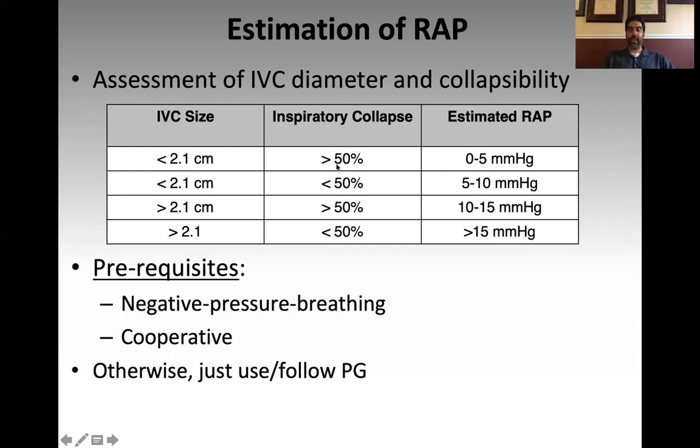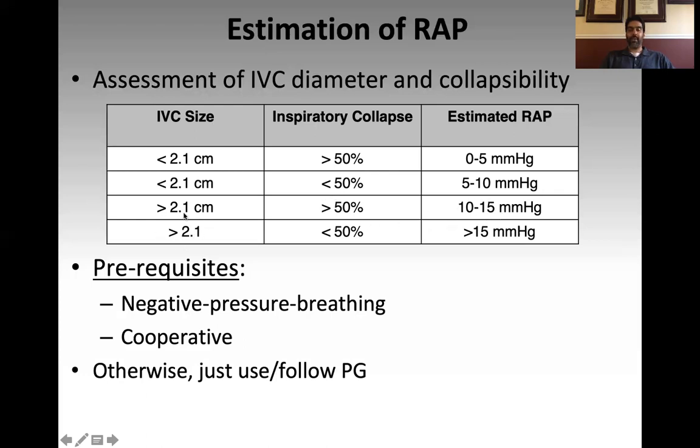If your IVC is small, under 2.1 centimeters, and you have a lot of collapse, more than 50% collapse with a sniff, that suggests that your right atrial pressure is low, estimated between 0 and 5 millimeters of mercury. If your IVC is small, less than 2.1, but there's less than 50% collapse with a sniff, then your right atrial pressure is somewhere between 5 and 10. If your IVC is big, bigger than 2.1 centimeters, and you have a lot of collapse with a sniff, then it's somewhere between 10 and 15.